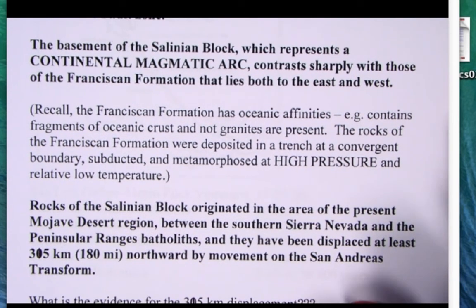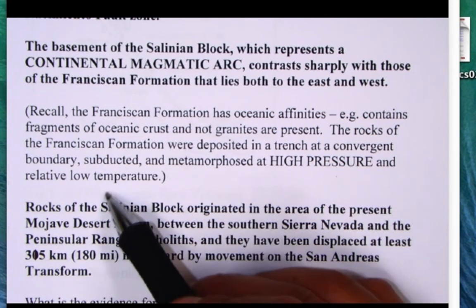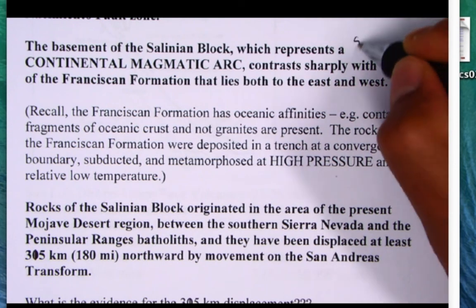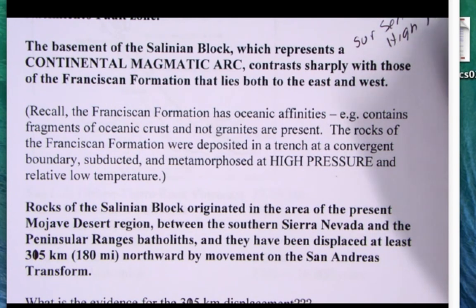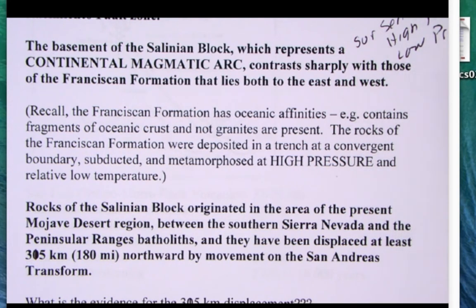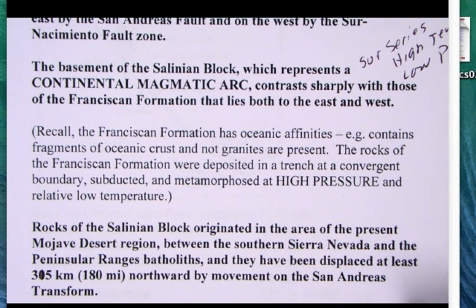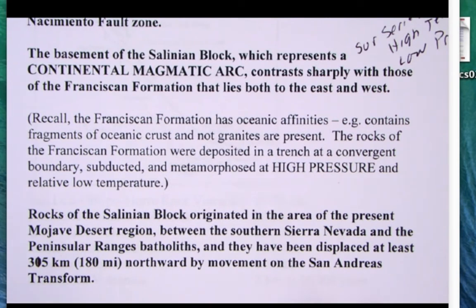Also the Franciscan was metamorphosed at high pressure and low temperature, which is in contrast to the Sur series, which are the roof pendants. These were at high temperature, or high grade, and low pressure. So basically complete opposite. So now these two rocks are next to each other. That's how it was a puzzlement to geologists before we figured out plate tectonics.